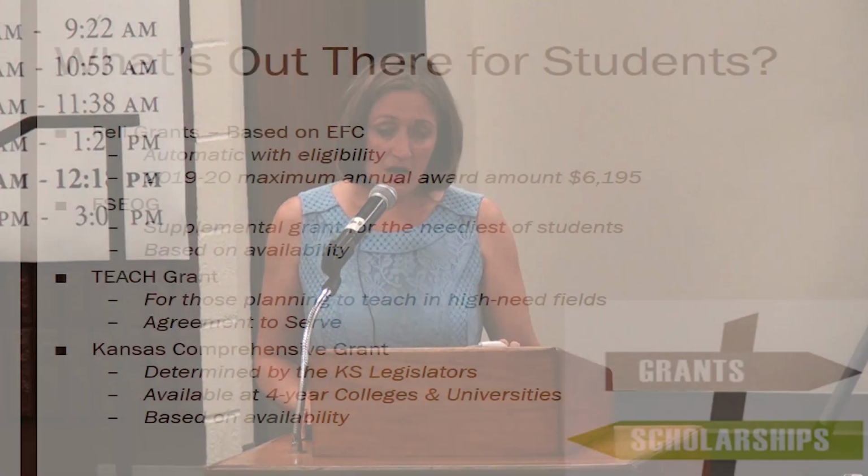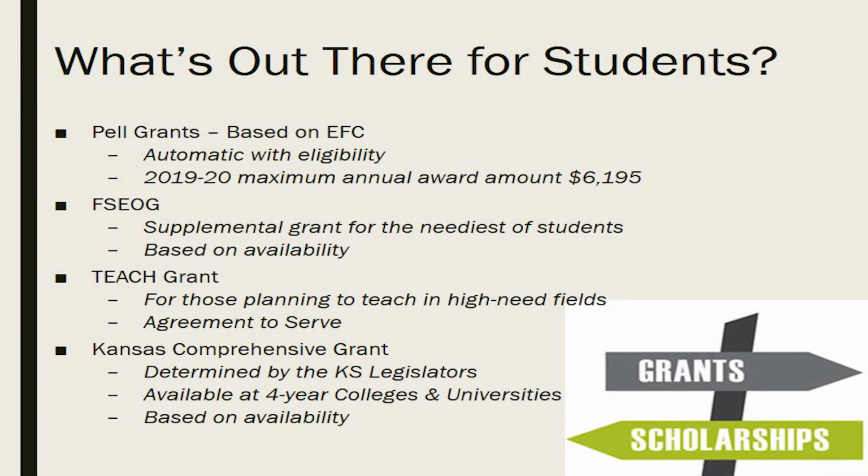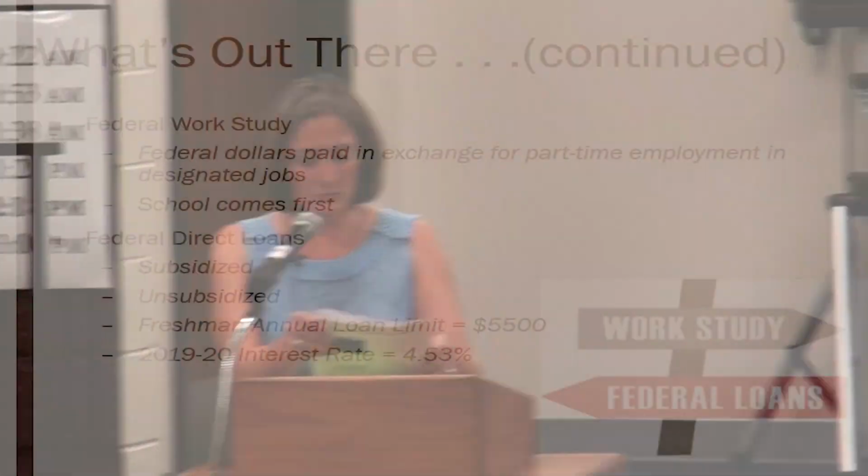And then the Kansas Comprehensive Grant. This is given by the state. It's determined by the Kansas legislature. It's available at 4-year colleges and universities only, so any 2-year colleges you won't see the Kansas Comprehensive Grant awarded, and it's based on availability. So as soon as we have the funds, we award them, and once we're out, we're out.